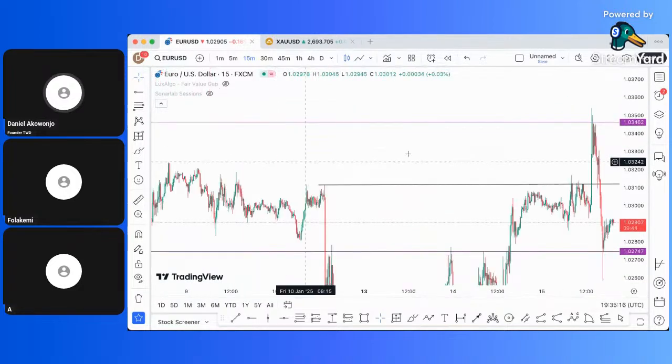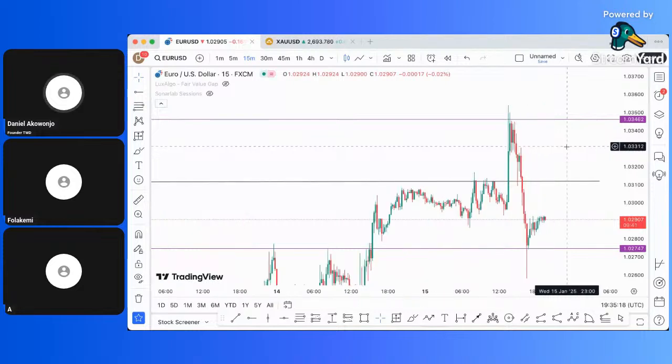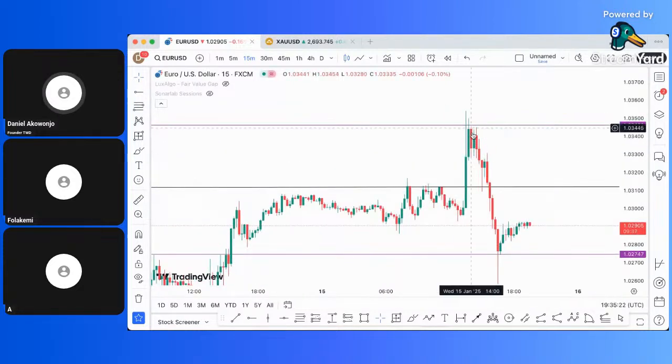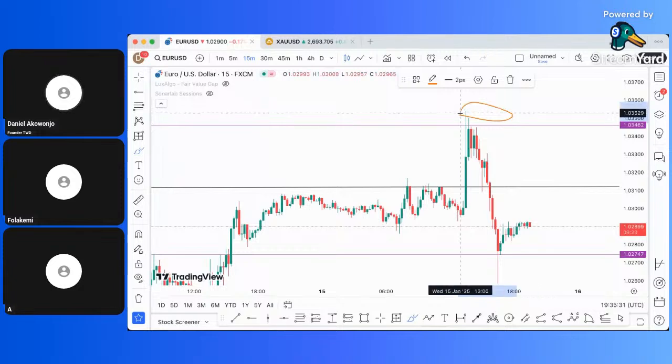Then price came back during CPI, and you can see more than three candlesticks forming below the line. Okay, if any of these candles closed above this place, then definitely we can continue our buy.